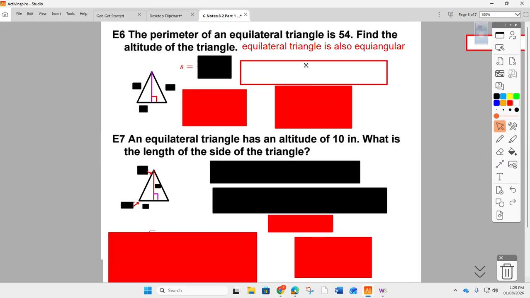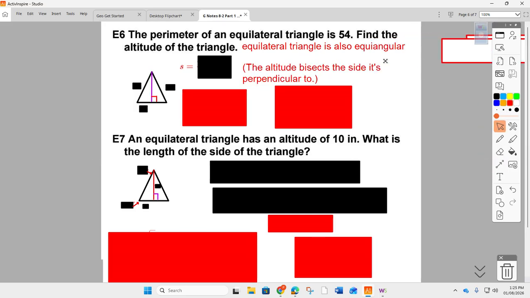The altitude bisects the sides it's perpendicular to. If you don't want to, we've learned this before. You don't have to write that if you don't want to. But all that means is this line splits this side into 2 congruent parts. Remember? Bisect. By 2 sects, parts. 2 parts. They have to be congruent.